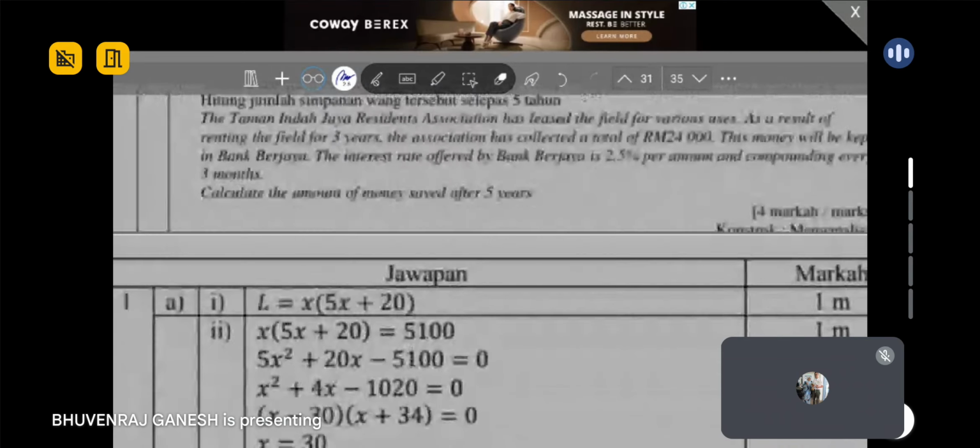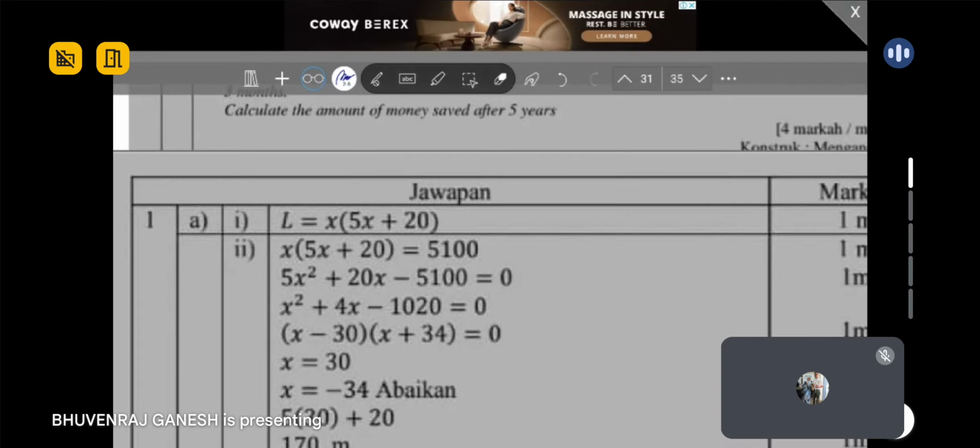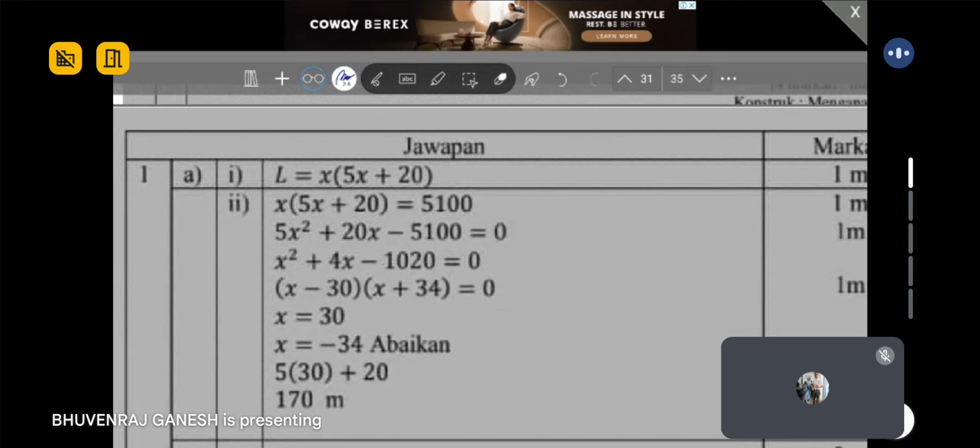So you will have equation like this. You solve. Okay, x equal negative 34, tak boleh. Cannot. Because we are talking about length, panjang tak boleh negative. So you just substitute x equal to 30 back inside over here. Okay, gantikan x sama dengan 30. Alright, then you will get the answer 170 meters.